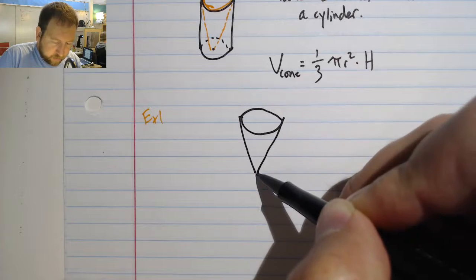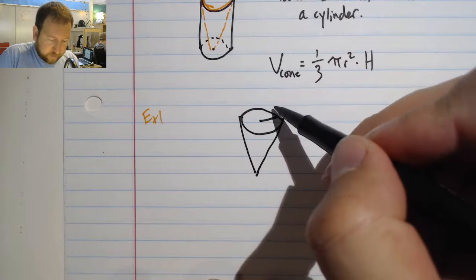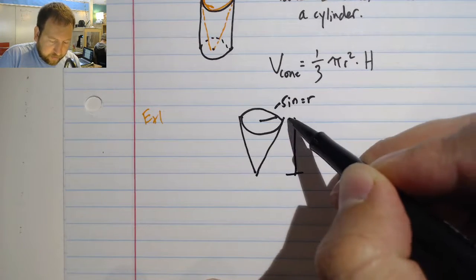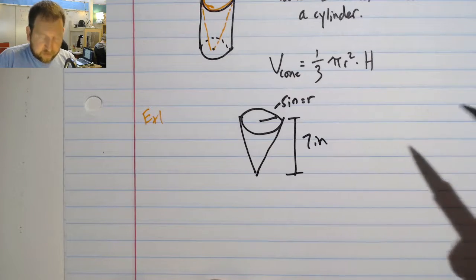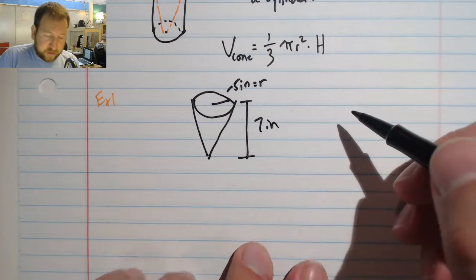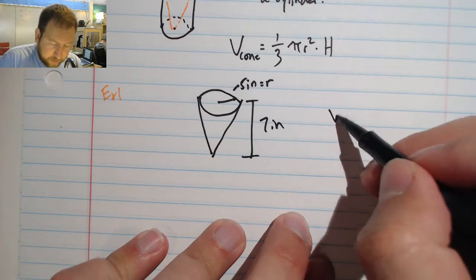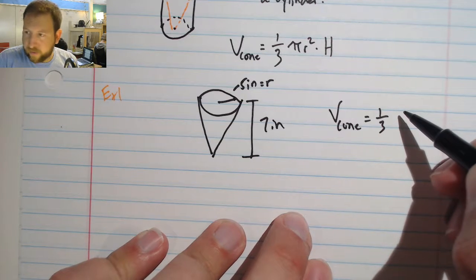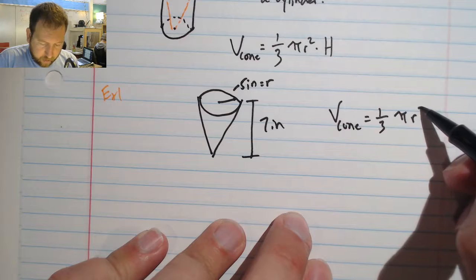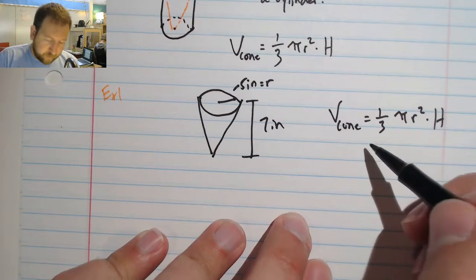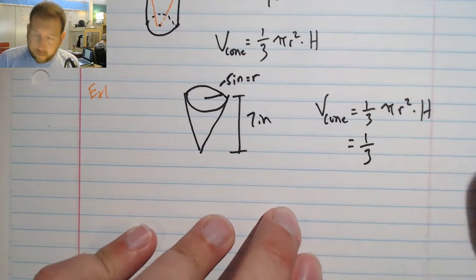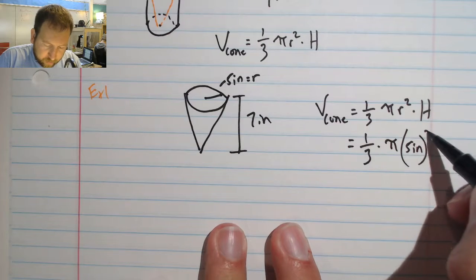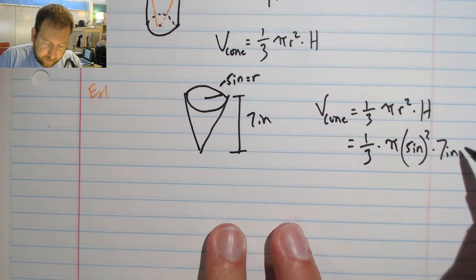With our cone, I only need 2 measurements. I need the radius, which in this case is 5 inches. And I also need the height of my cone, which in this case is 7 inches. Let's put it in our formula and see how it works. I always like to write my formula out first because it makes sure that I have it all written correctly. My volume of a cone is 1/3 pi r squared times my big height. Okay, 1/3 times pi times my radius of 5 inches squared times my height of 7 inches.